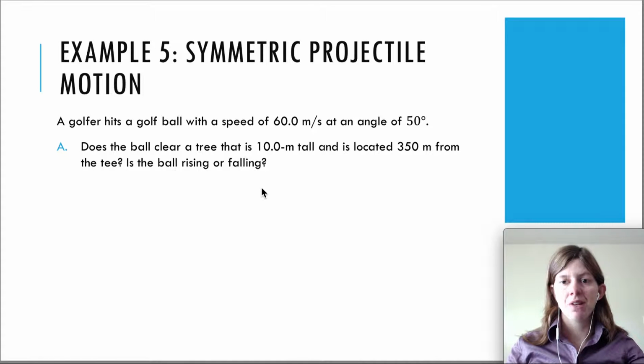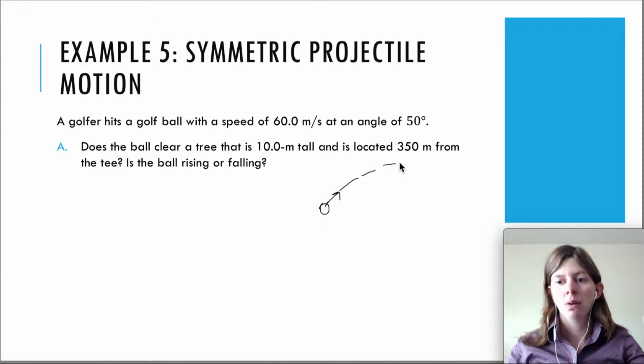Let's do an example with symmetric projectile motion. A golfer hits a golf ball with a speed of 60 meters per second at an angle of 50 degrees. Does the ball clear a tree that is 10 meters tall and is located 350 meters from the tee? Is the ball rising or falling? So the first thing I'd like to do is picture this example. You have a ball being hit, projectile motion, and we don't know where the tree is. We just know that it's 350 meters away. So it could be over here, the first half, or it could be over here in the second half.